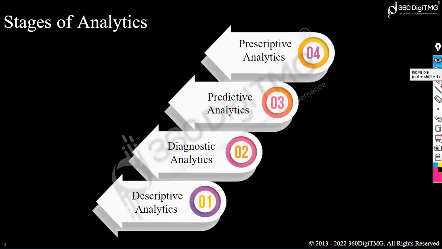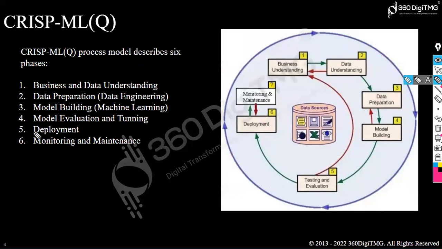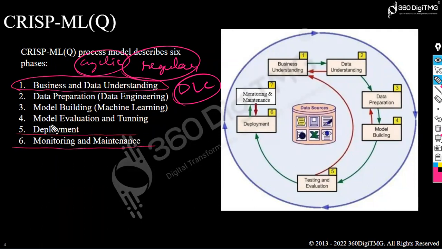So when I say different stages of analytics, CRISP-ML(Q) also follows different stages in a cyclic manner, or it can be a regular development life cycle, where each step is important to proceed further and obtain the model with some accuracy and meet the objective as per the client.